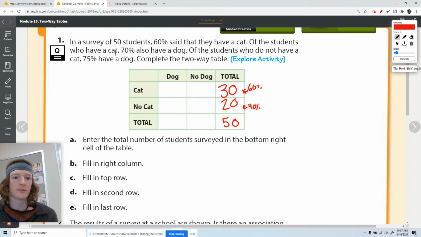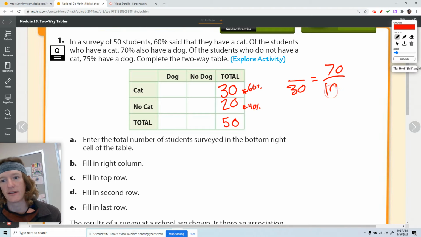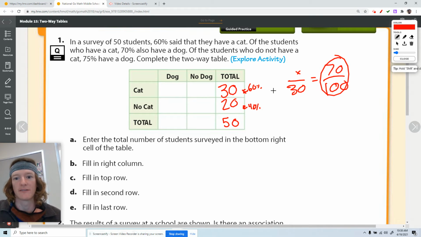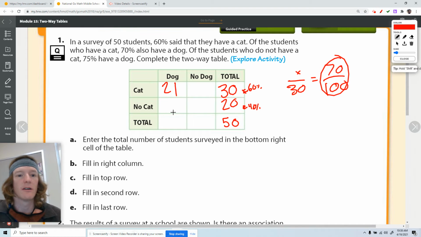Of the students who have a cat, so of these 30, of 30 who have a cat, 70% also have a dog. So let's figure out what this is. Well, let's figure out what 70% of 30 is. 0.70 times 30. We get 21 people also have a dog. So 9 people remaining do not have a dog.